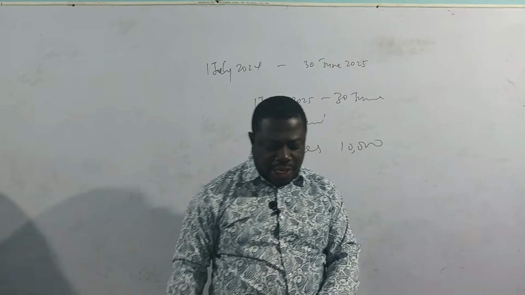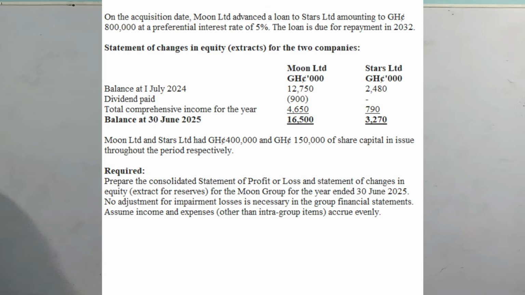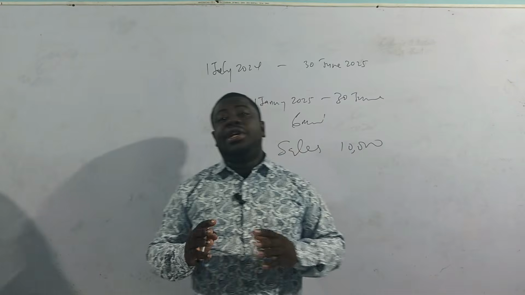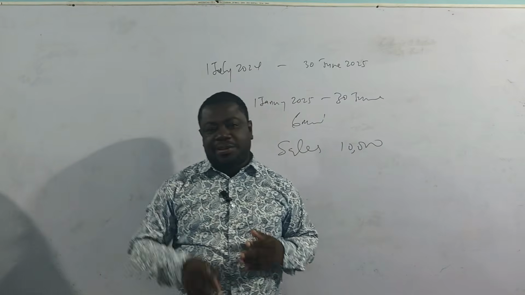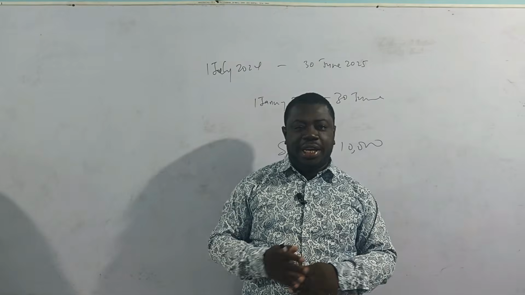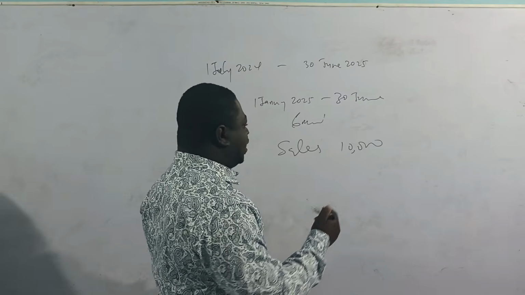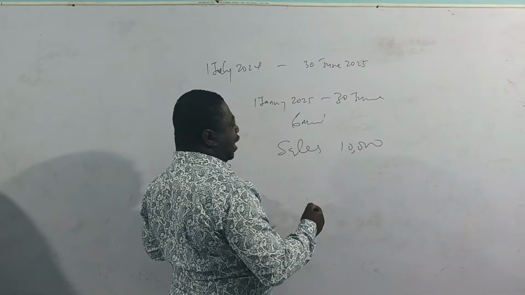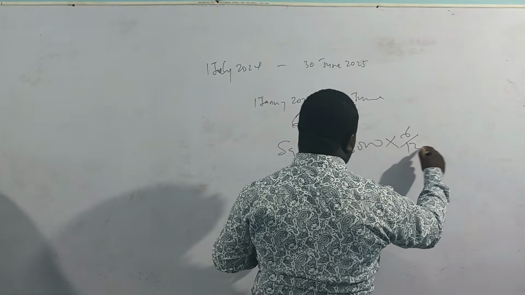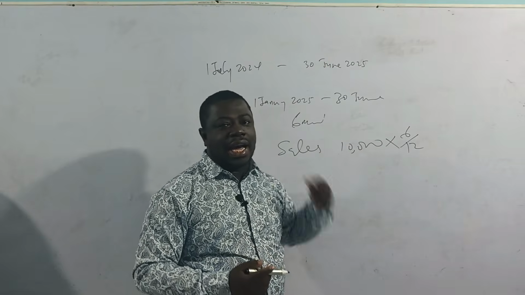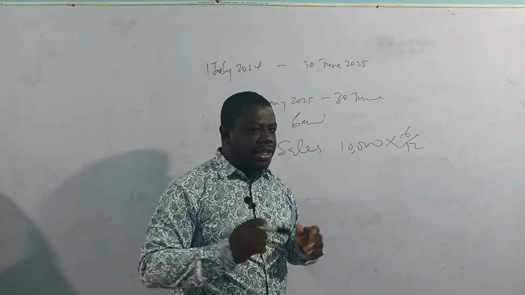We are even fortunate that in this question we have been told, if you go down, you see another requirement. We are told to assume income and expenses other than the intra-group items accrue evenly. So apart from intra-group items, all other income and expenses are supposed to accrue evenly. Therefore, we can easily apportion. So if we are owning it for 6 months, then if the sales revenue, for example, is 10,000, then 10,000 times 6 over 12 will belong to the parent, and the other belongs to the previous owners. I'm sure this is very understandable.